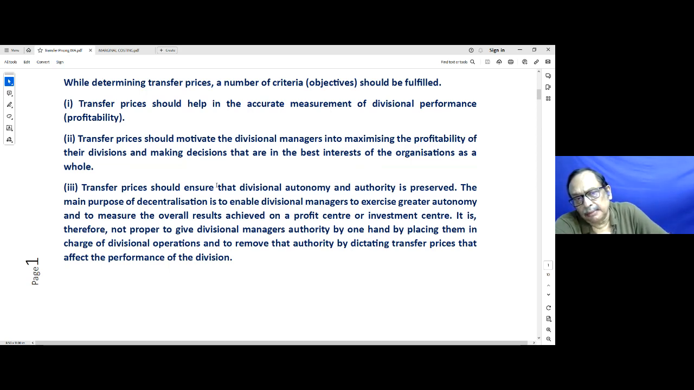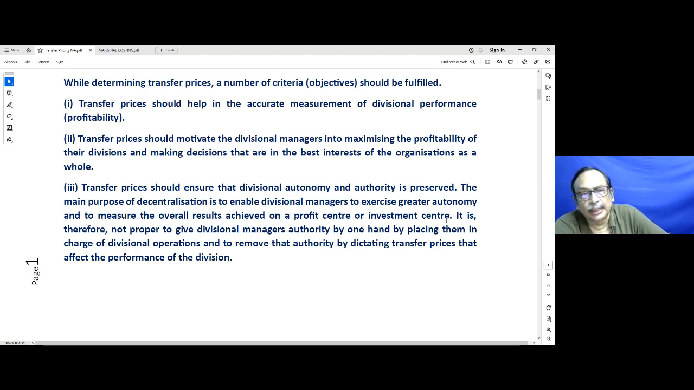And the third point is that transfer prices should ensure divisional autonomy. So what is the meaning of divisional autonomy? Divisional autonomy means no higher authority is going to influence the decisions of the divisional managers. They will have the authority to take independent decisions. That is called divisional autonomy. So that's why I have said transfer prices should ensure that divisional autonomy and authority is preserved. The main purpose of decentralization, I have already told you, is that without the concept of decentralization, there will be no question of any transfer pricing that can be taken into consideration.